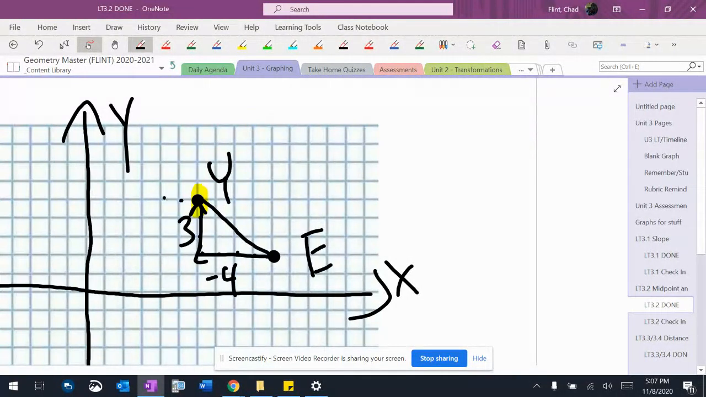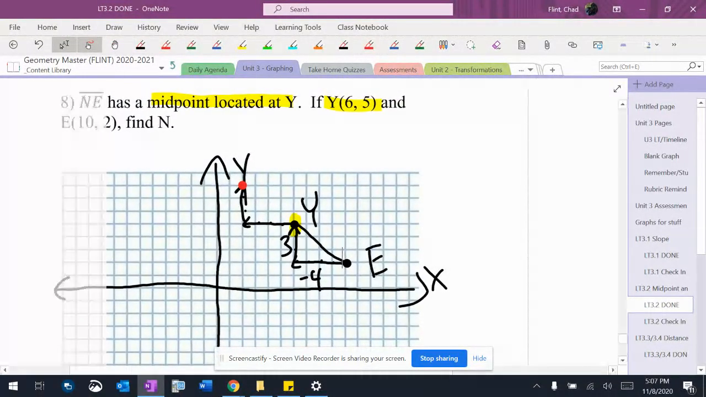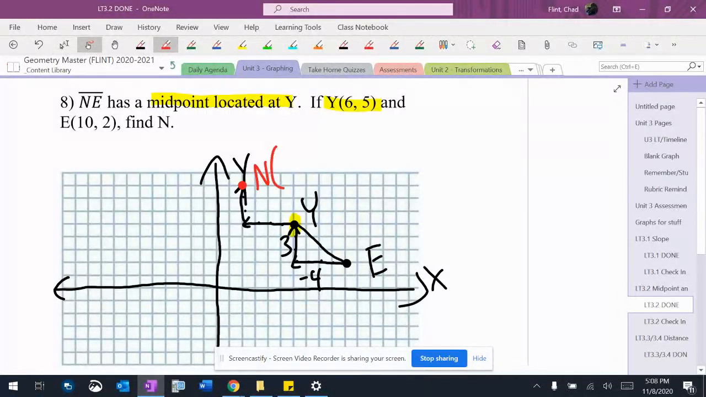So 1, 2, 3, 4. 1, 2, 3. All right, so that's where it would be. You can see Y is right in the middle, so that's good. That's point N. 1, 2, 1, 2, 3, 4, 5, 6, 7, 8. So that's where point N would be.